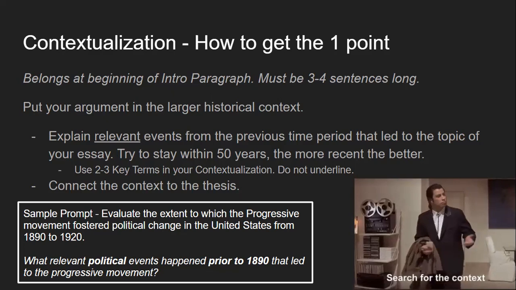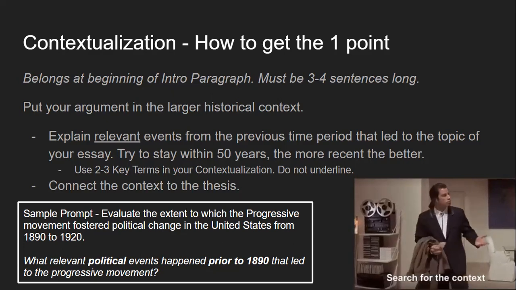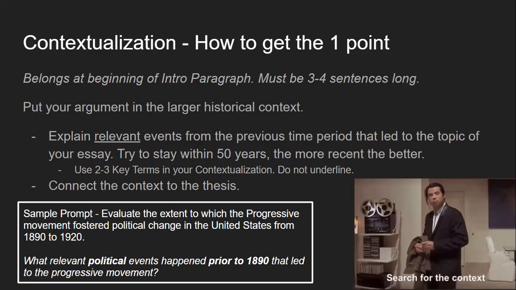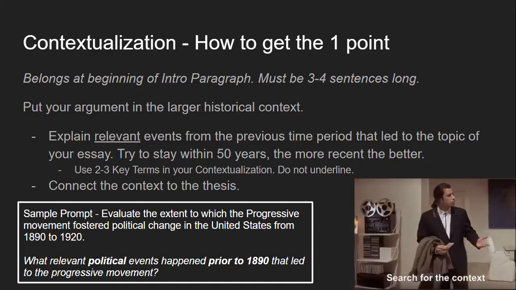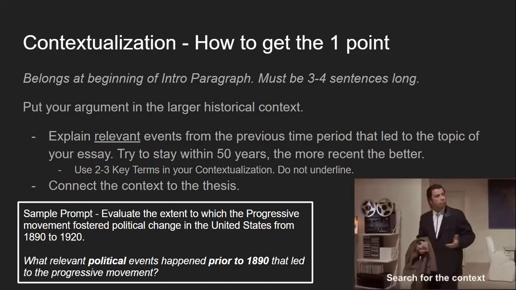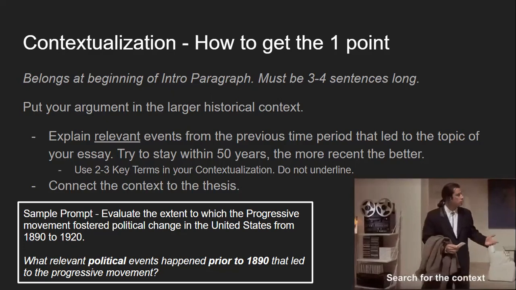Previously on American history, the Republican Party had pretty much complete control over the government. They were super corrupt. They let the captains of industry run the show. This led us into the Gilded Age. That'd be a really great term to throw in there. Led us into the Gilded Age, that kind of stuff, right? And then that leads you into your thesis. So that's contextualization. If you do that, you get that 1 point. You're 1/7 of the way to a perfect score.